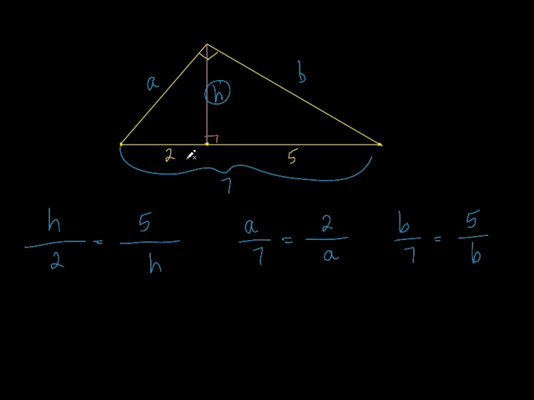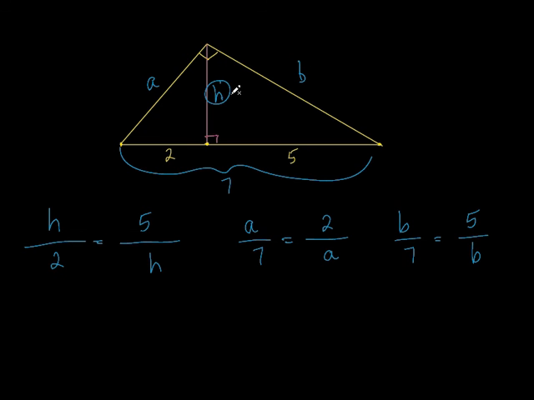You see that? So H is the geometric mean between the two segments themselves, 2 and 5. A, one of the sides of my big right triangle, is a geometric mean between the whole thing, and the segment that's adjacent to A, or the part that's closest to it. So that would be 2. Between the whole thing, 7, and the little bit that's closest to A, 2. 7 and 2. Look at B. B is a geometric mean between the whole thing, 7, and the part that's closest to it, which is 5.